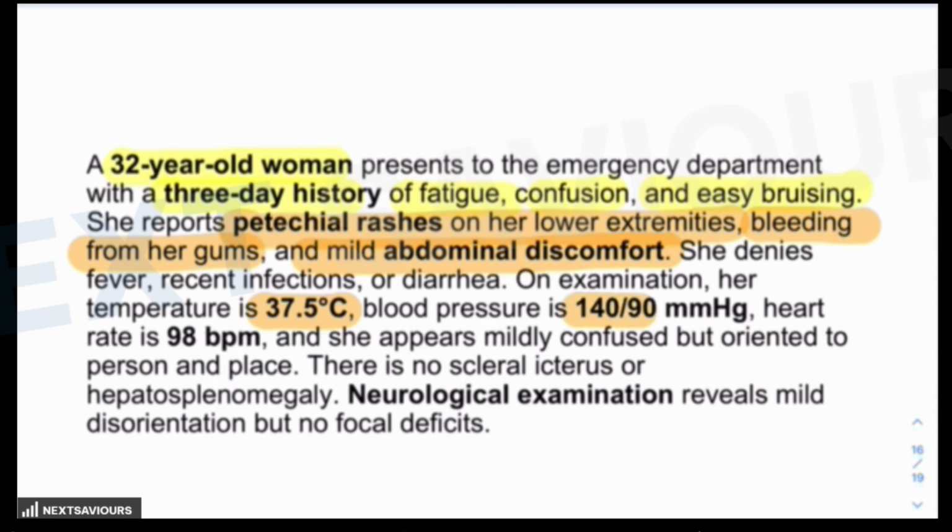On examination, her temperature is relatively normal. Blood pressure is slightly increased, heart rate is slightly increased, and she appears mildly confused but oriented to person and place. So, a neurological feature is also provided over here. But the temperature is relatively normal. Now, there is no scleral icterus or hepatosplenomegaly. And neurological examination reveals mild disorientation but no focal deficit. So, at least from this question, you can say that there are two particular things that she is suffering from. One is the features of thrombocytopenia, and the other one is the neurological features.